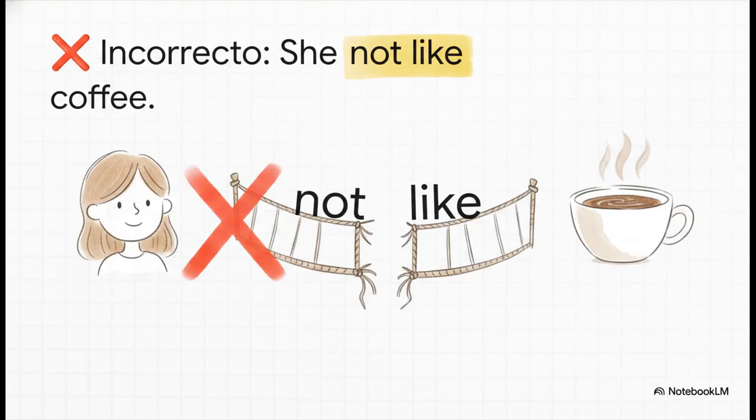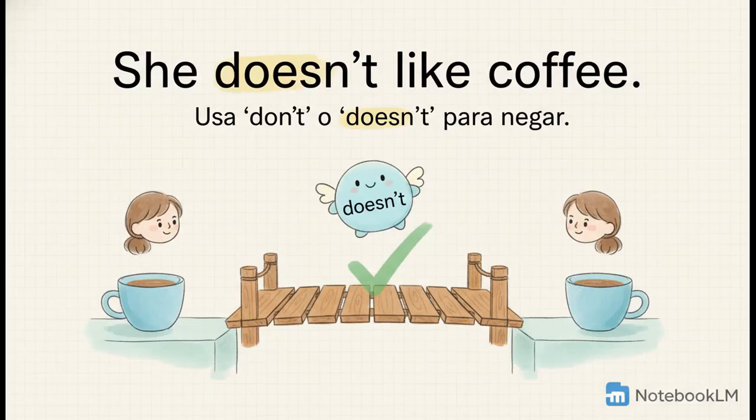Another classic, trying to make a negative by just adding not. She not like coffee just doesn't work in English. We need our auxiliary verb to come in and help us out. Exactly. To make a negative, we need don't or doesn't. Since we're talking about she, the correct way is she does not like coffee, or the shorter version, she doesn't like coffee.